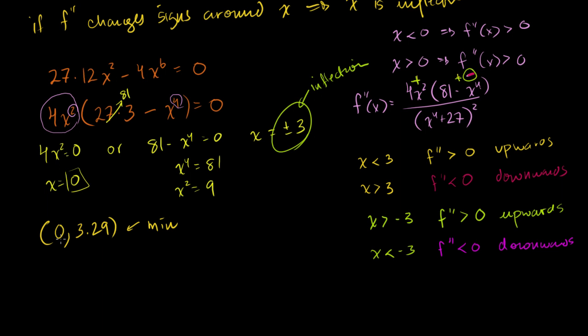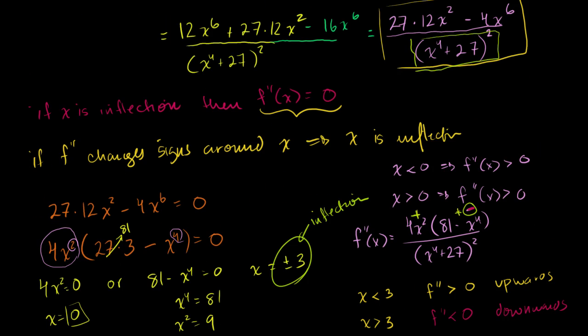Because 0 was a critical point, the slope is 0 there. And because it's concave upwards all around 0, 0 is definitely not an inflection point. And then we know that the points positive 3 and minus 3 are inflection points. In order to figure out their y-coordinates, we can just evaluate them.